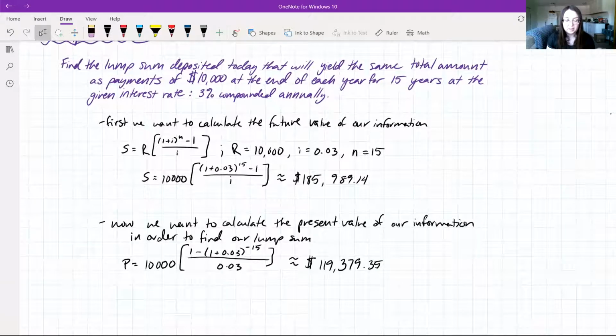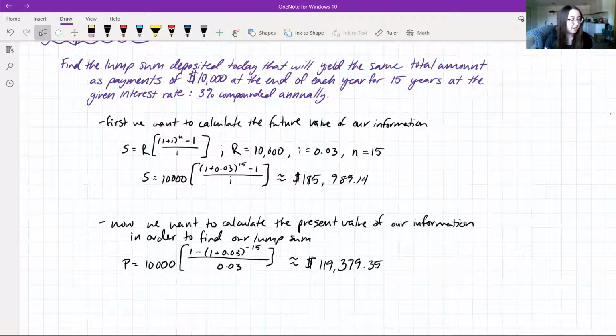So the lump sum we need to deposit today is going to yield the same total amount as payments of $10,000 at the end of each year, 15 years, at our given interest rate, which was 3%, is going to be $119,379.35.